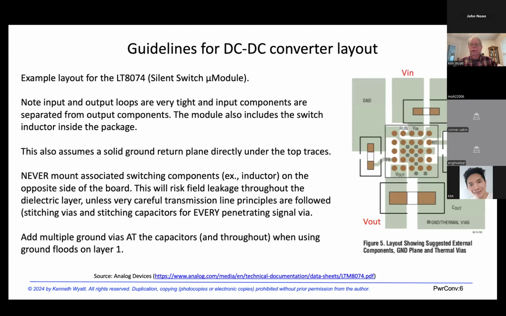So here's an example of a DC to DC converter layout. In this case, the input and output loops are pretty tight, and I also like to see that the input and output circuitry are as isolated apart as possible, so we don't get capacitive or inductive coupling between output and input.